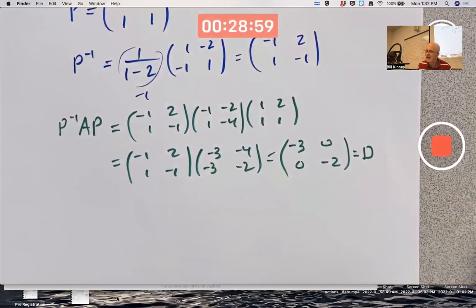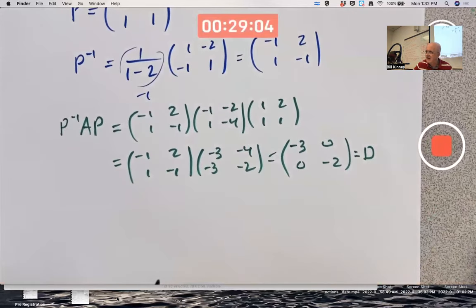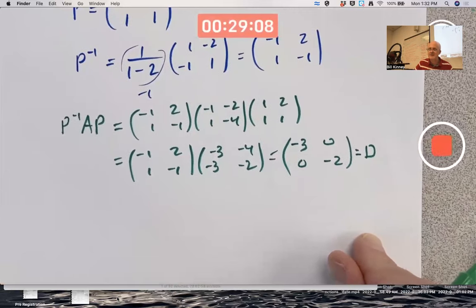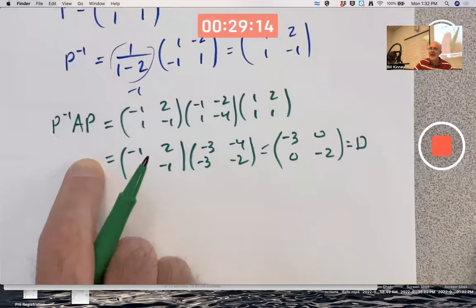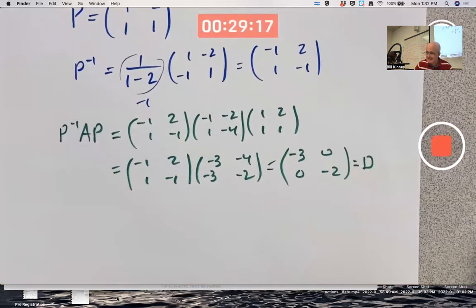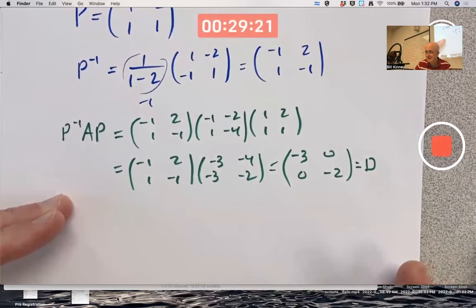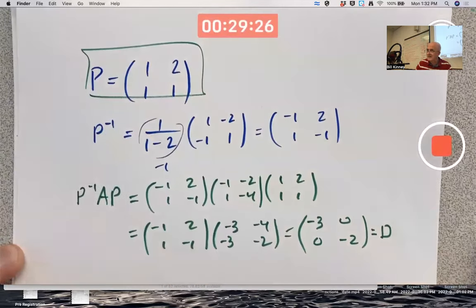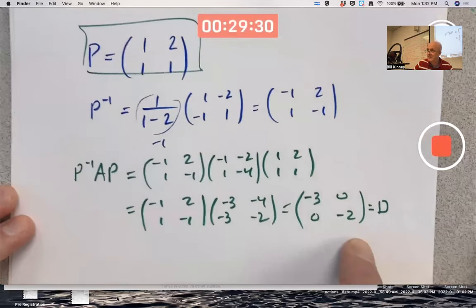What did we do last Friday? Last Friday, we reversed this process. I started with a diagonal matrix. You did a completely decoupled system. And I told you what P was, and you found an A that had the same eigenvalues. That's exactly what we did here in reverse. This matrix P is a change of coordinates matrix that converts our original linear system to a completely decoupled system.